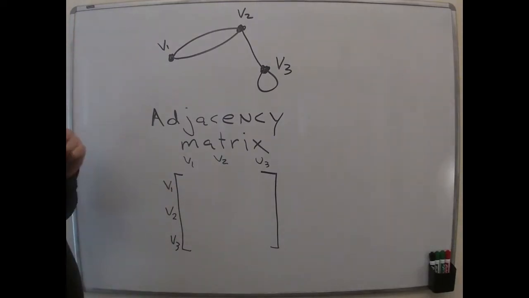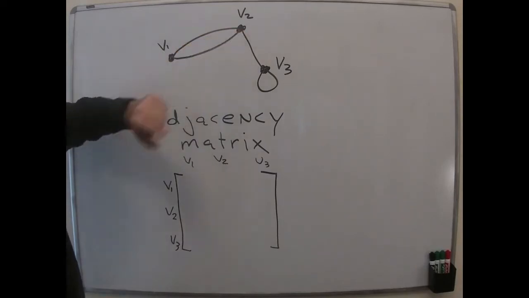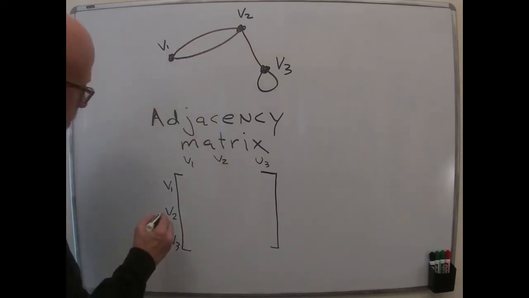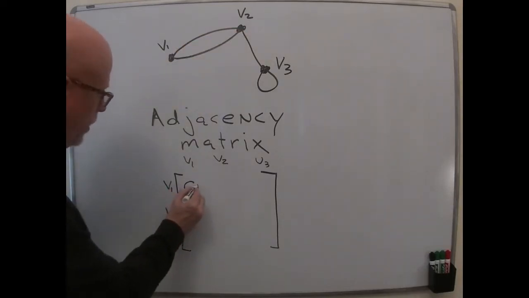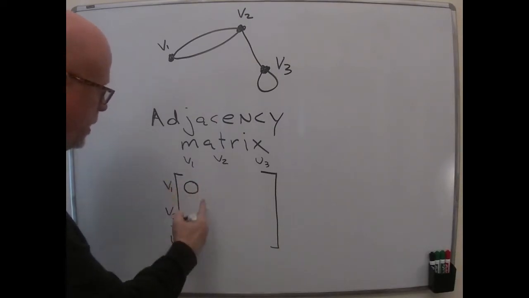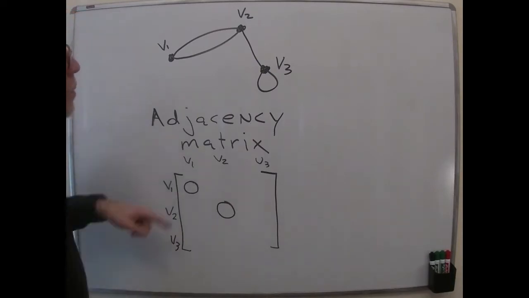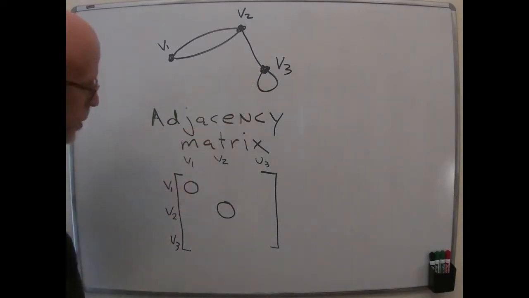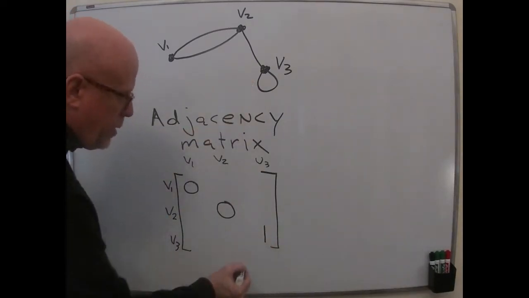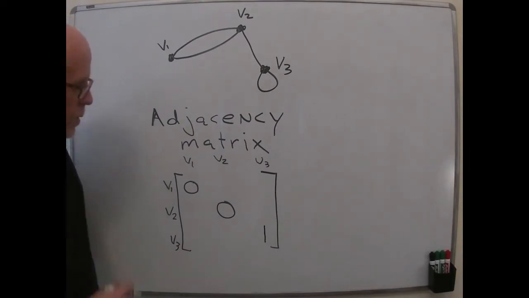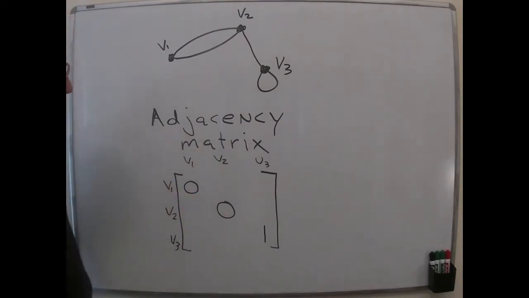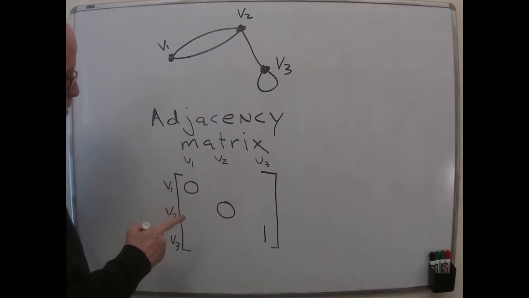Now, V1 and V2 do not have loops at them, so we'll write a 0 right here at the V1, V1 entry, and the V2, V2 entry, also a 0. But V3 does have a loop. A loop appears as a non-zero number somewhere on the diagonal of the thing. Right?